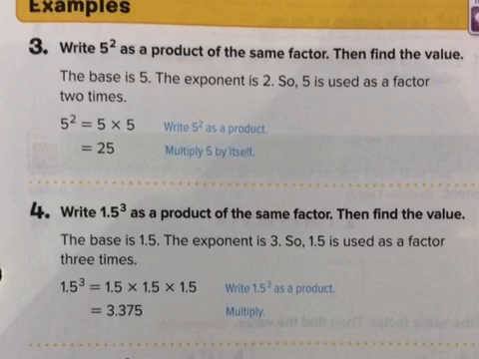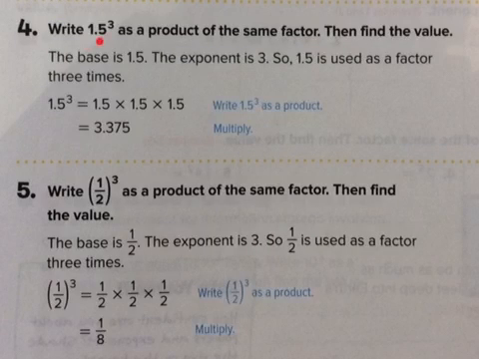Okay, for example 3, we're actually going to solve. We have 5 to the power of 2, which means 2 fives, and then we write it in standard notation. And then we have 1.5 to the power of 3. We write it in expanded notation, right, where we actually write out all the factors, and we solve for it in standard notation.